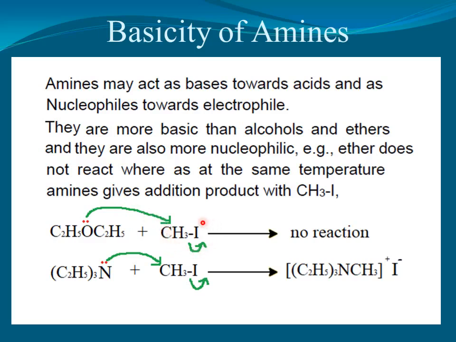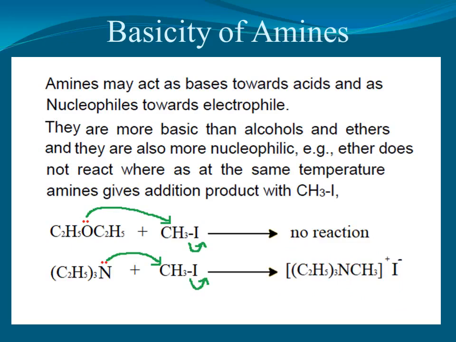Now students, amines can easily donate their lone pair and make a bond with this CH3, breaking this bond as I negative. Now since nitrogen is making a bond with its lone pair, the 4th bond is going to form. That is why nitrogen will carry a positive charge, just like the ammonium ion. And that positive charge is going to attract this negatively charged iodide, making a complex salt. So you can see the basic character and nucleophilic character of amines.